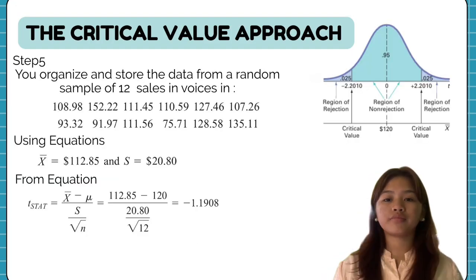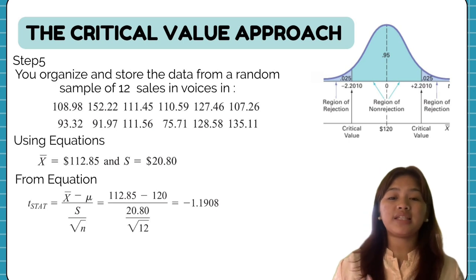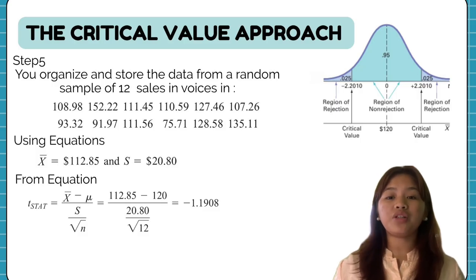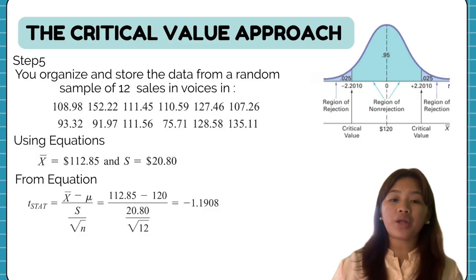In the fifth step, we have collected a random sample of 12 sales values. This data will be used to test the claim about the population mean sales. The average of the 12 sales values is 112.85. The standard deviation, which measures the spread of the data, is 20.80.